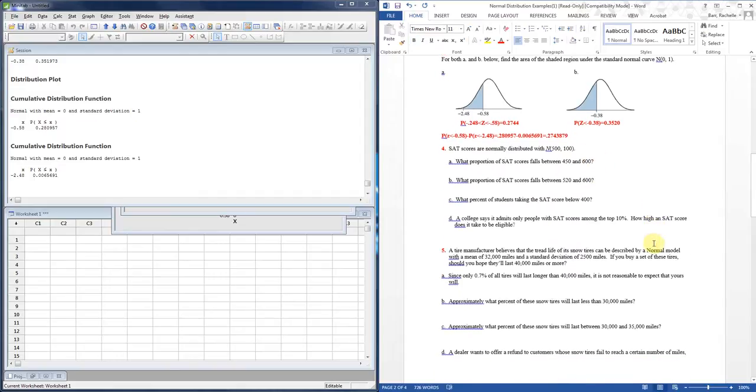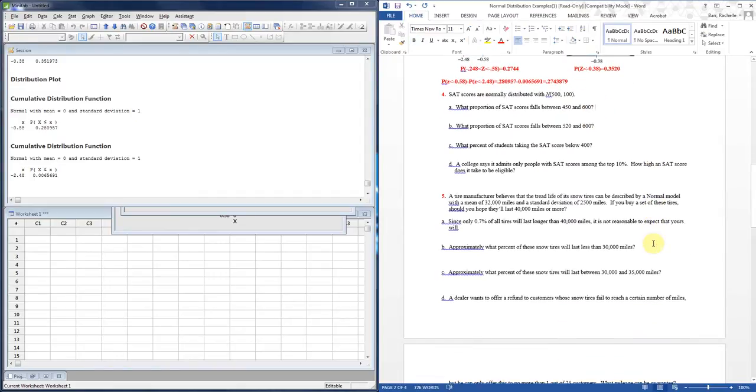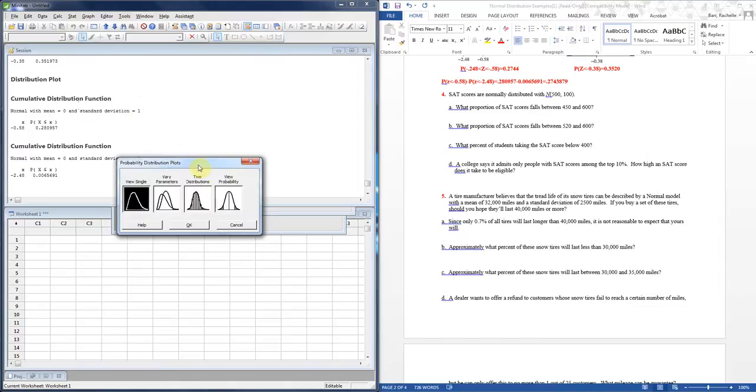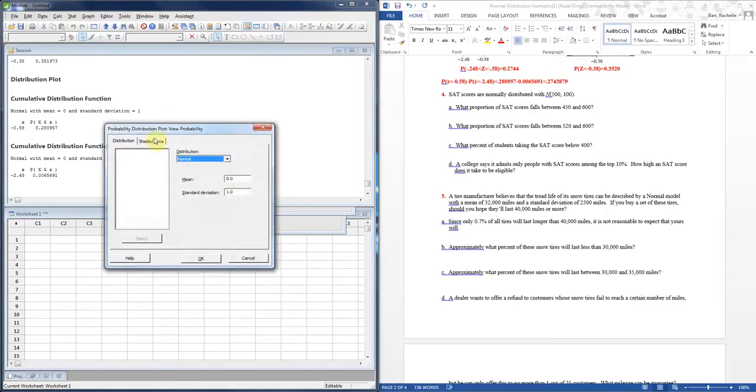All right, now let's do that again, but let's do it with the SAT scores. So we're going to pull up, and since this is looking at falling between two values, I'm going to use the graphical version because it's going to do a little bit of a better job here, and it's a little faster. So I go to Graph, Probability Distribution Plot, Probability View. I'm looking at a middle two values. Now my mean is different here. My mean is 500, and my standard deviation is 100.